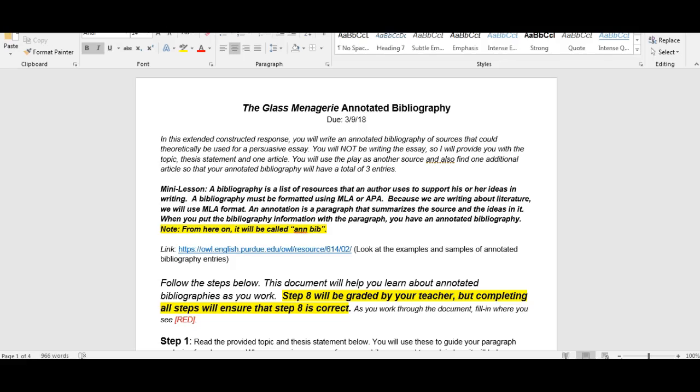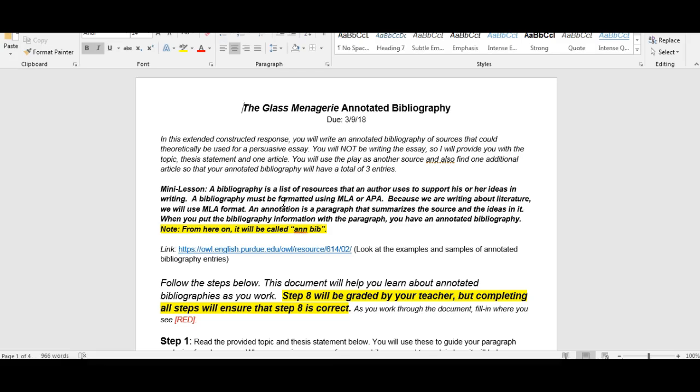All right, guys, we're going to go over our Glass Menagerie annotated bibliography. This is due on March 9th. This is our extended constructed response, and you're going to write an annotated bibliography of sources that you could theoretically use for a persuasive essay. You will not be writing the actual essay.